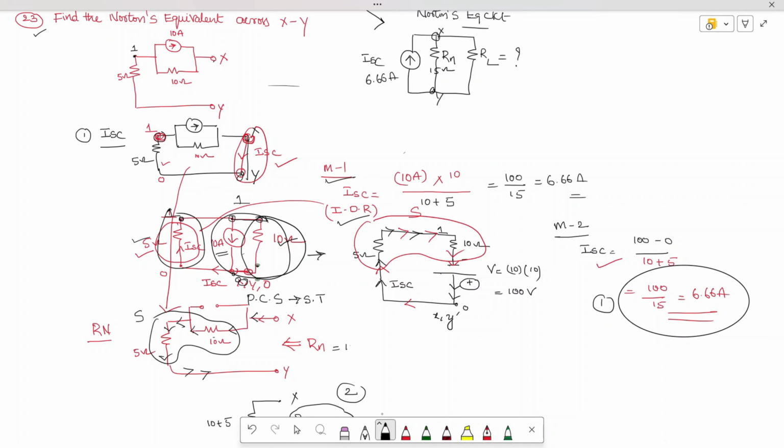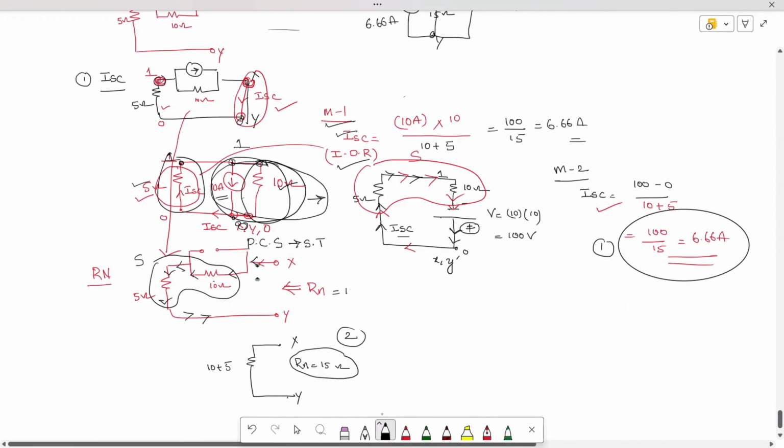Some people may feel this is easy. Second, people may feel, why don't we apply source transformation? I applied source transformation to this loop. It has been converted into a voltage source, and I find the current I equal to V by R. What is the leaving polarity? Plus 100 divided by 10 plus 5.